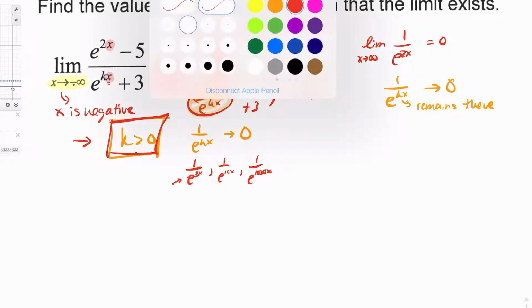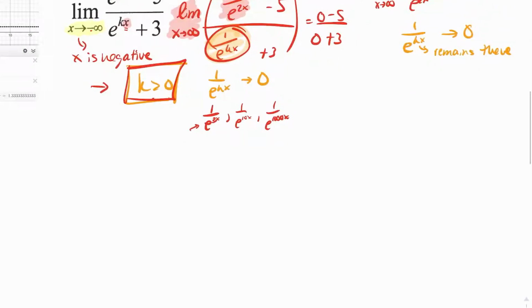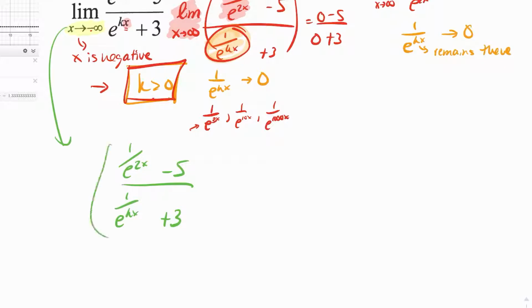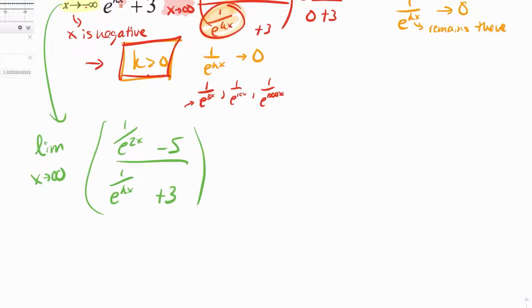Now I'm going to recopy how I handled the negative exponent. So we had something like 1 over e to the 2x minus 5, and then 1 over e to the kx plus 3. And then we were taking the limit as x got super huge. Now, we already talked about k being positive. Let's think about if k was negative.